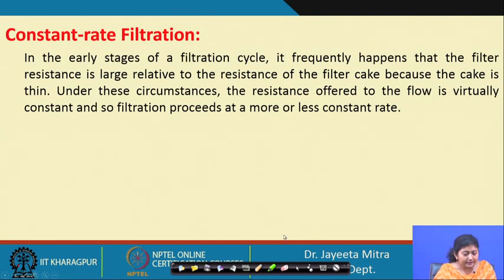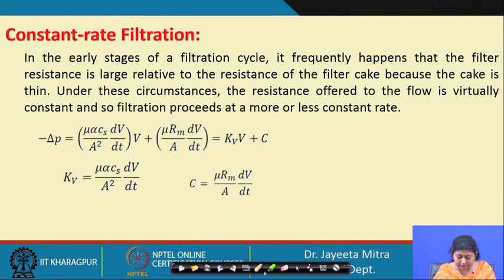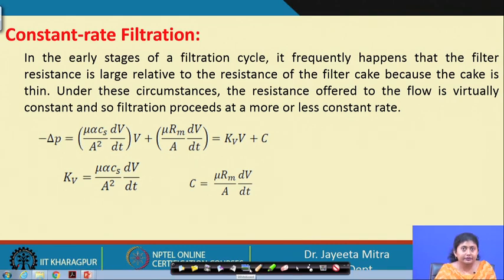Now, coming to the next case, that is constant rate filtration. When the filtration starts, that is, in the initial stage of filtration, it frequently happens that the filter medium resistance is large relative to the resistance of the filter cake, because the cake is thin in the initial stage. Under this condition, the resistance offered to the flow is virtually constant and filtration proceeds at a more or less constant rate.